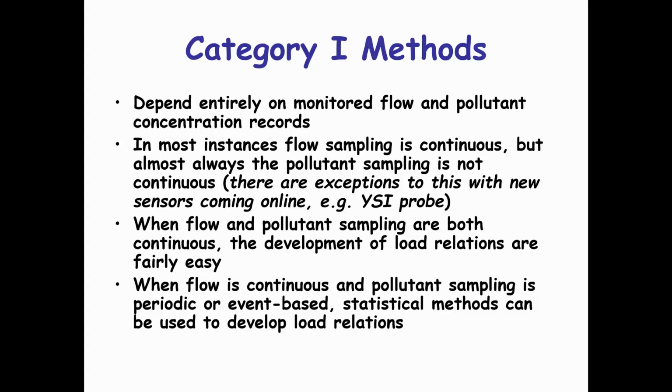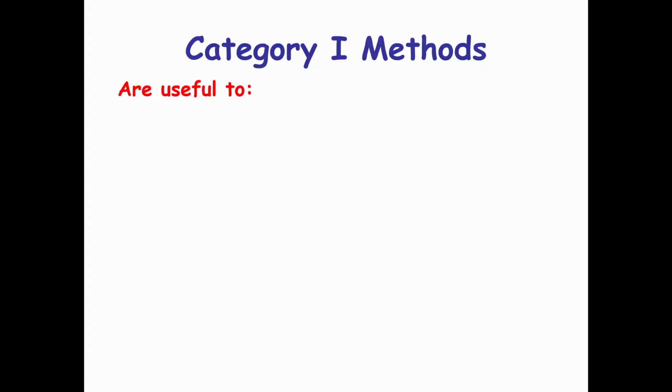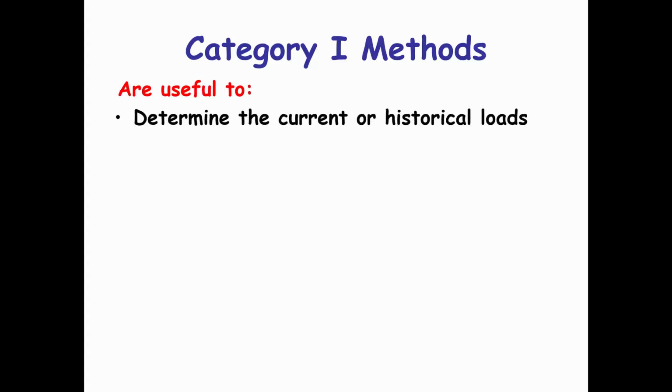When both flow and pollutant sampling are continuous, then quantifying the load coming from a watershed is very easy. When the flow is continuous and the pollutant sampling is grab samples, periodic or event-based sampling, then statistical methods are usually necessary to come up with what the load relationships are. So Category 1 methods are useful in determining what the current conditions are or what historical loads are.